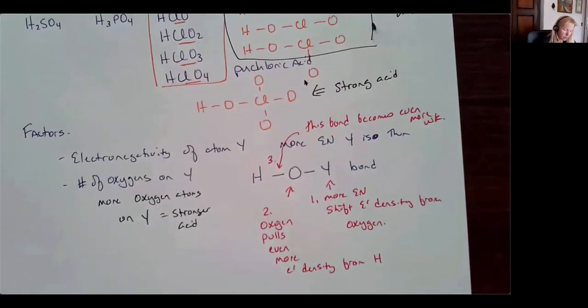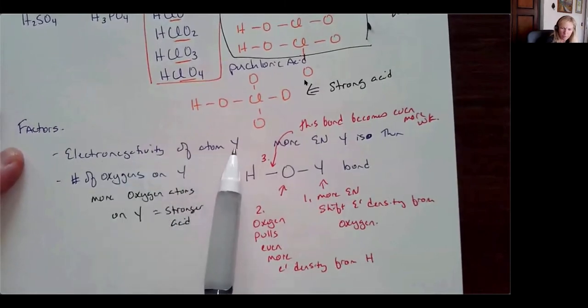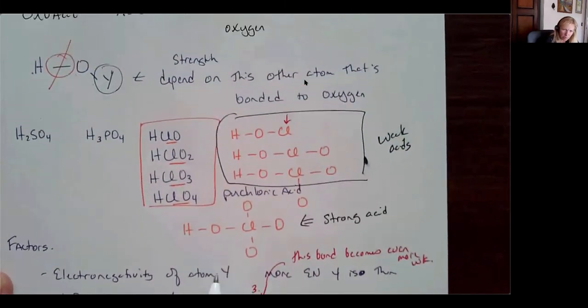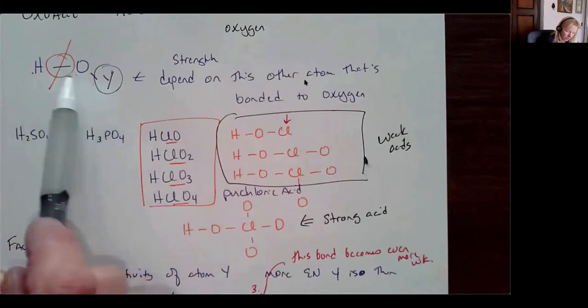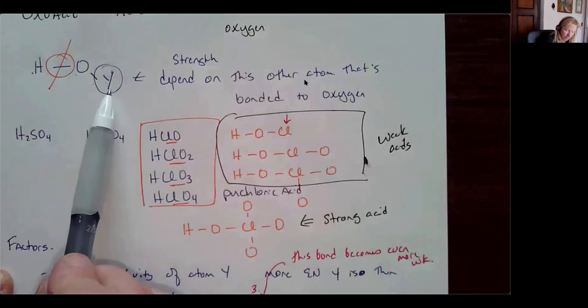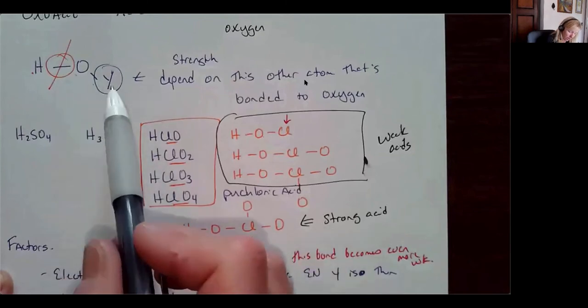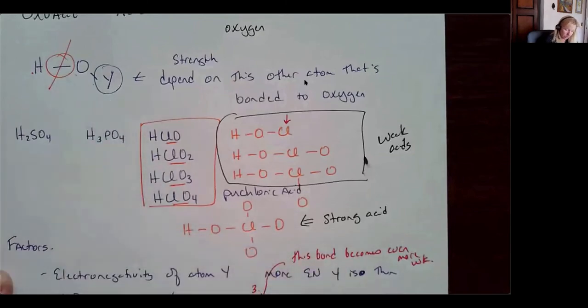So there's a couple of factors for an oxoacid. You're going to look at the electronegativity of atom Y. So that's the one removed from the oxygen here. So it's one bond removed from the bond that you're looking at. The more electronegative this is, the stronger the acid is going to be. The more oxygens that are on Y, the stronger the acid's going to be.